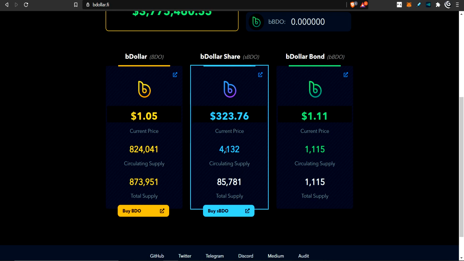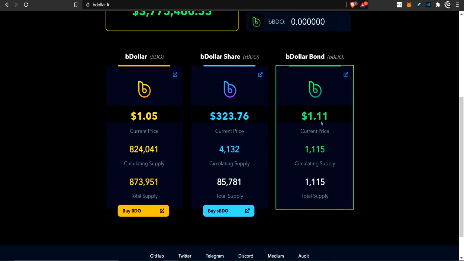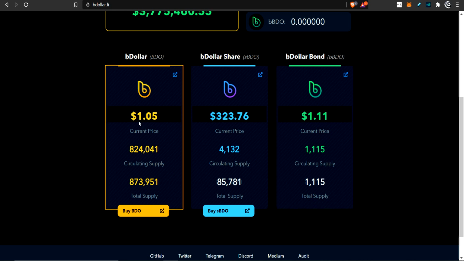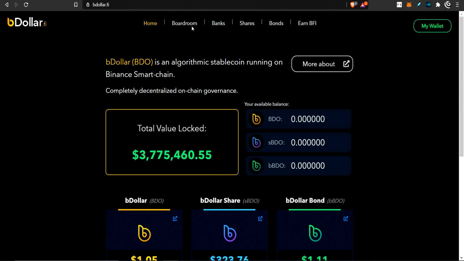Circulating supply is only 4,000 and the total supply 85,000. Now this is pretty surprising that there's such a small amount here. Now maybe this can be voted up and increased as demand grows. And here's the bond token. You can't currently buy it, but because the price is above $1, like I said, when this goes below $1, then you can start buying bond tokens. Okay. So over to the boardroom.